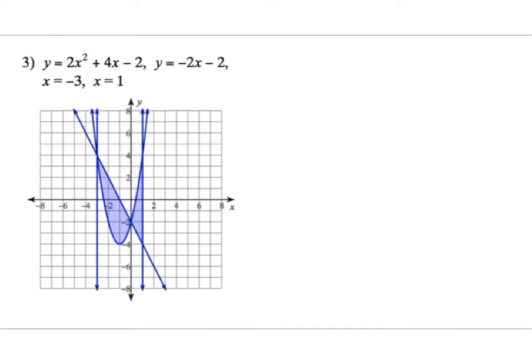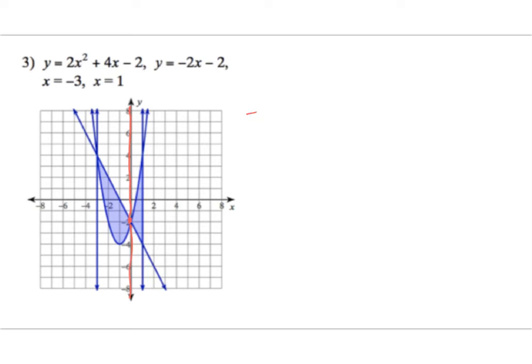Looking at the next one, we've got the same thing, except here we have an issue, because the functions change which one is on top at this point. Thankfully, we can clearly see that, but we have to be a little bit careful when we set this up. So I'm going to call this kind of a left region and a right region here.